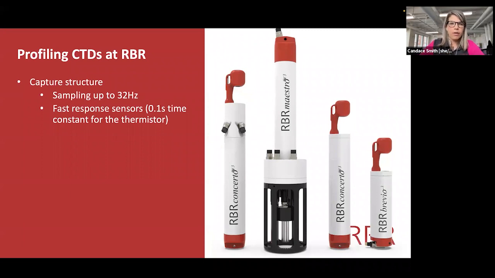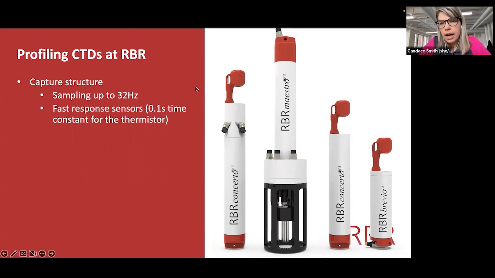So we have a thermistor that has a 0.1 second time constant. Our standard thermistor is 1 second. So this means that now when you're profiling the water, the sensor is actually responding at 0.1 seconds. And the other two sensors, conductivity and temperature, they're essentially instantaneous, but like I said, the temperature is really the limiting factor there.